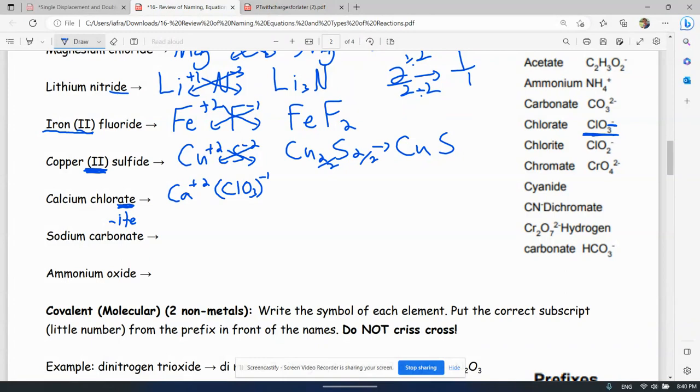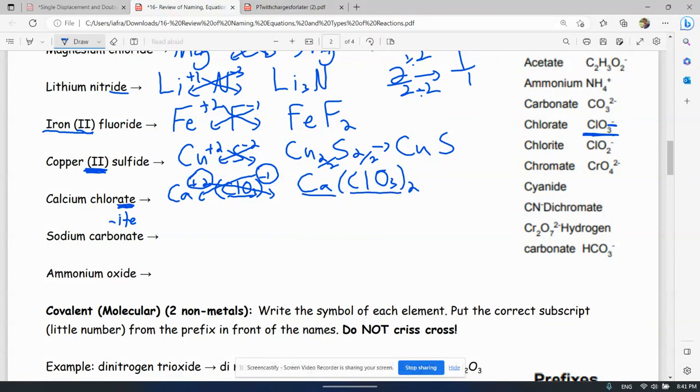When there's no number, it means 1. And now crisscross. Don't change any of the numbers inside the bracket because then you change the polyatomic ion itself. Do not do that. Crisscross, bring the 1 down here, the 2 outside the bracket there. You get Ca, don't need to write the 1, (ClO3)2. Calcium chlorate. There are 2 chlorate ions and 1 calcium ion.